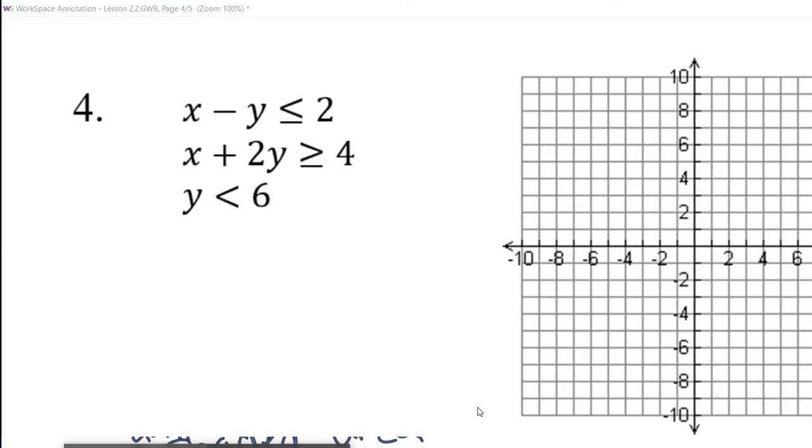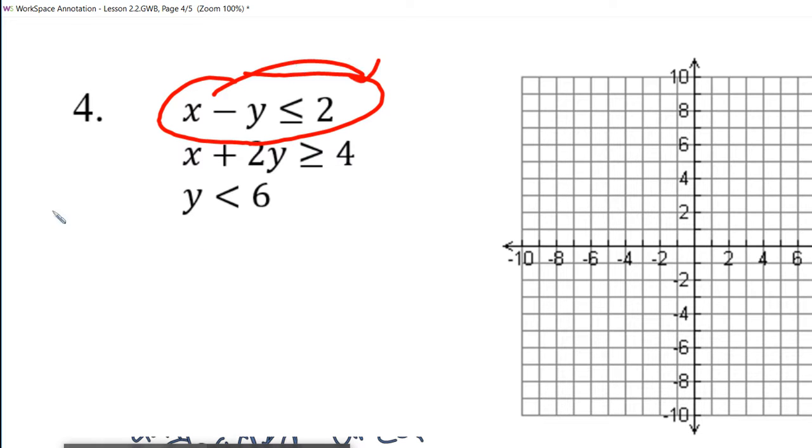So let's start with the first inequality. We have x minus y is less than or equal to 2. I have to get the y by itself. What would be the first step? Yeah, move the x to the other side. What happens to x when I move it to the other side? You change the sign to negative x. Did I move the 2? So it stays positive 2.